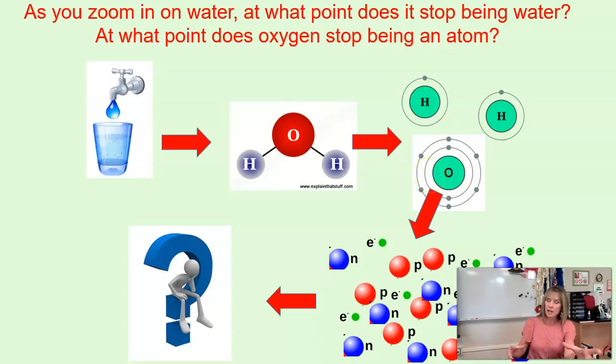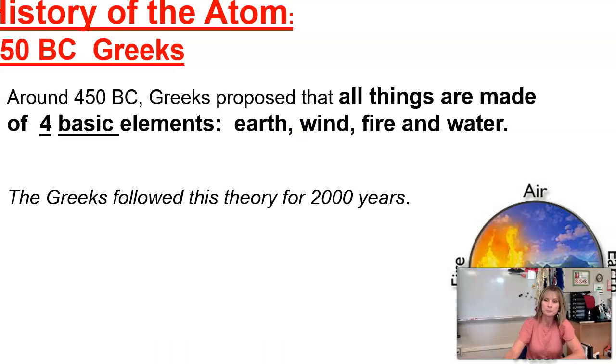But once you break down oxygen, what's oxygen actually made of? An atom of oxygen is made up of protons, neutrons, and electrons. And those protons, neutrons, and electrons are generic types of particles. They can be put together in a lot of different ways to make a lot of different elements. So at the point that oxygen is broken down into its protons, neutrons, and electrons, that is when oxygen stops being oxygen and just starts being protons, neutrons, and electrons.